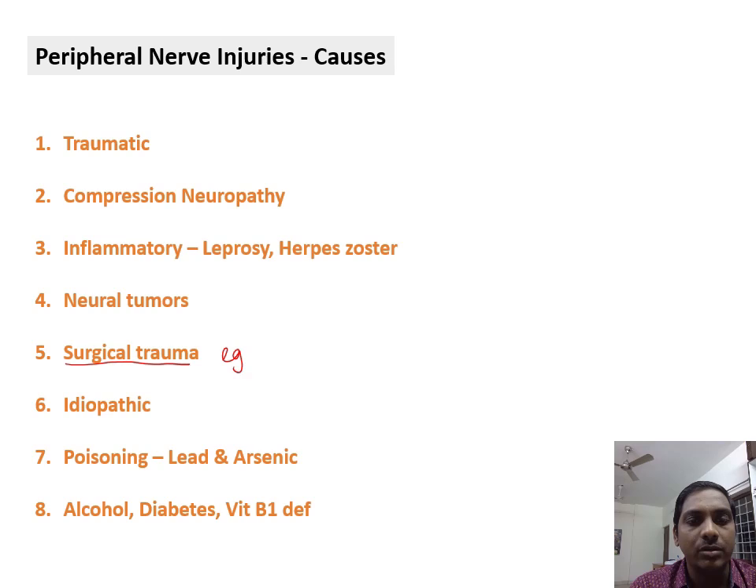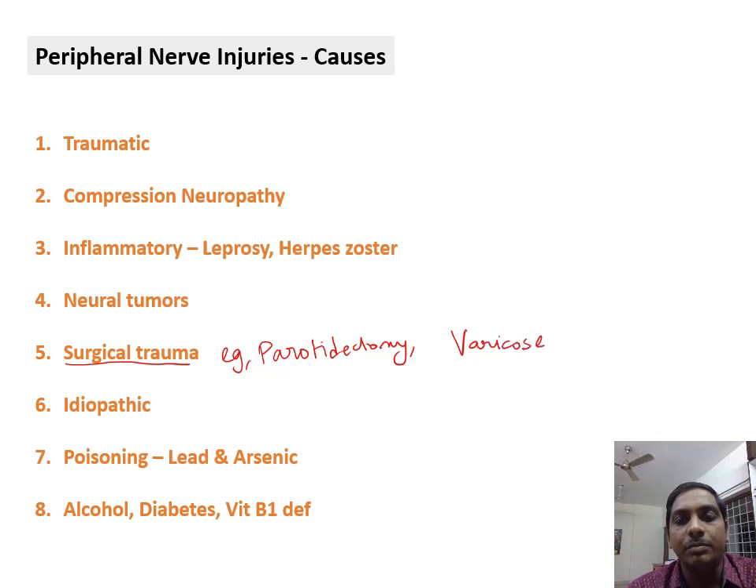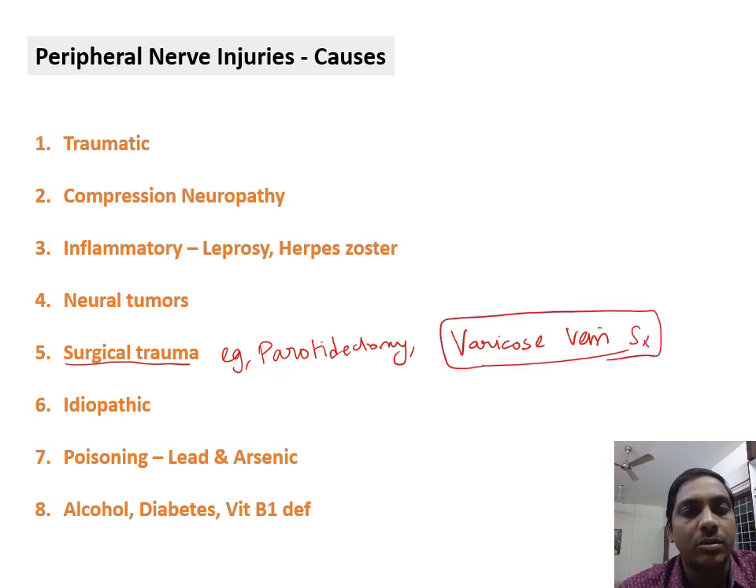The best example is parotidectomy, but the facial nerve is a cranial nerve. Then thyroidectomy, where the recurrent laryngeal nerve is also a branch of a cranial nerve. Or in varicose vein surgery where we do saphenous vein stripping, the saphenous nerve is in close proximity to the vein and can also get injured. These are the examples of surgical trauma.